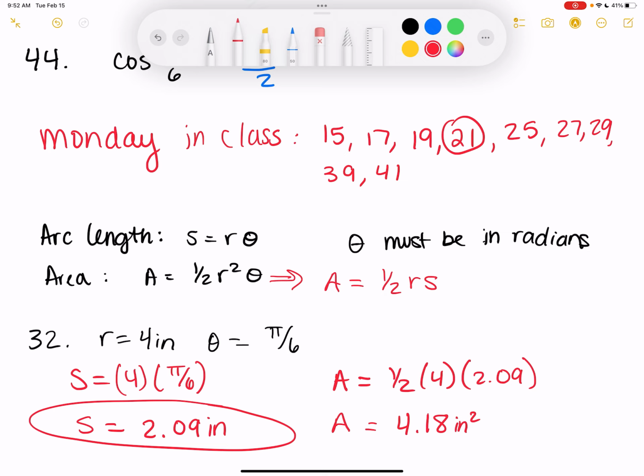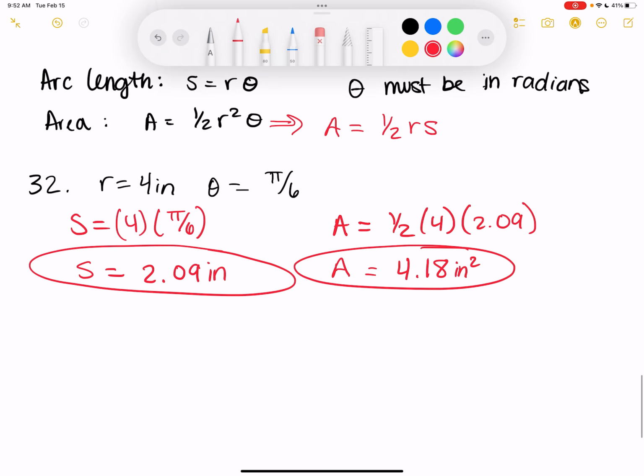And then remember, area is units squared, so inches squared. So arc length is just going to be your units, area is your units squared. Easy. Got it. All right, let's do 34. So this one is going to have r is 15 centimeters, and theta is 45 degrees.